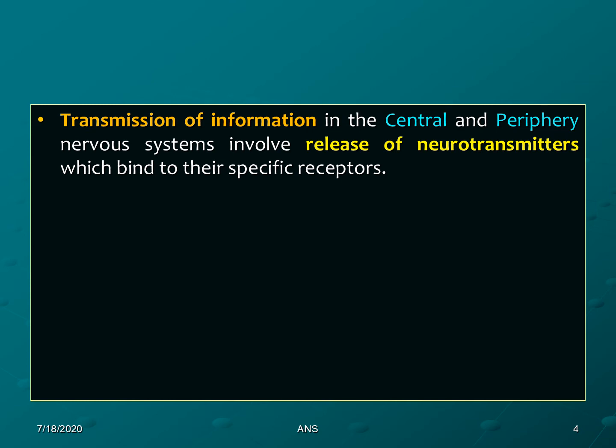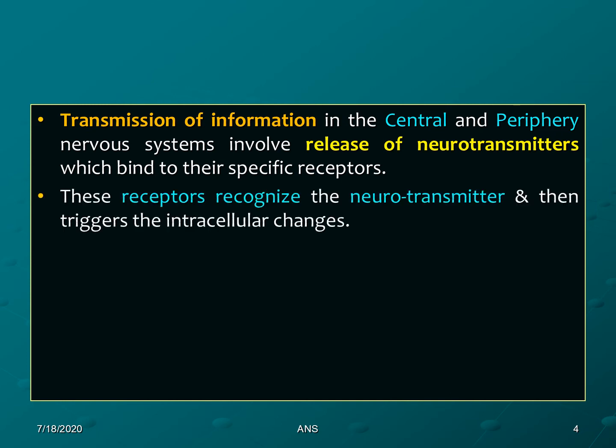Transmission of information in the brain, central nervous system, or even in the peripheral nervous system, occurs due to the release of neurotransmitter from the center or even from the peripheral sides, which bind to the specific receptors present both in the central nervous system and the peripheral nervous system. When the neurotransmitter binds to these receptors, obviously these receptors recognize those neurotransmitters, and then those receptors can trigger the intracellular changes.